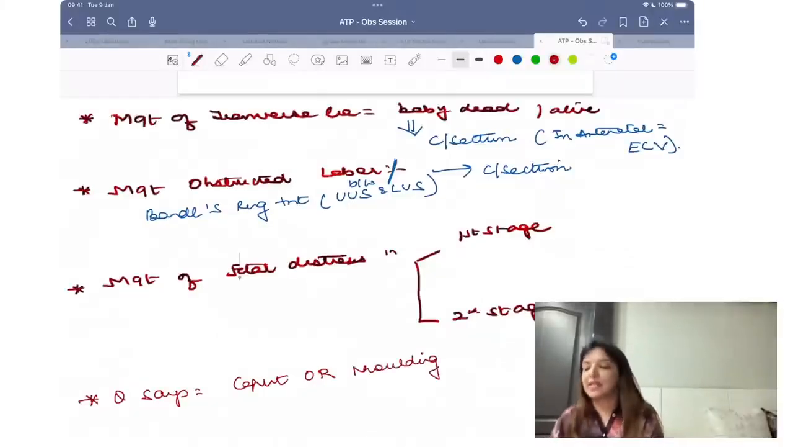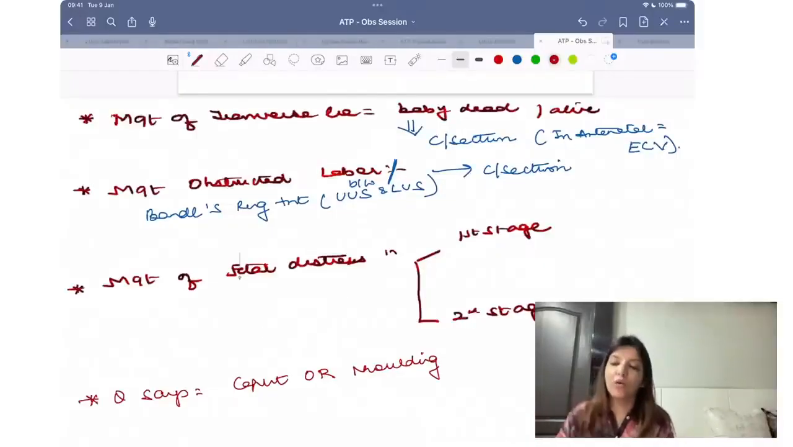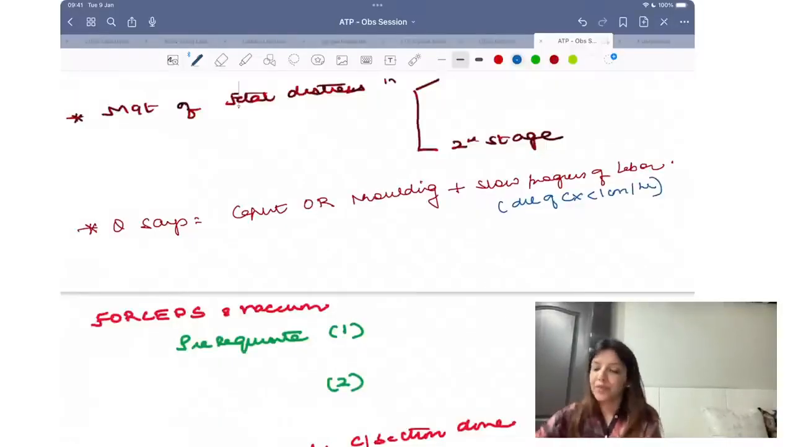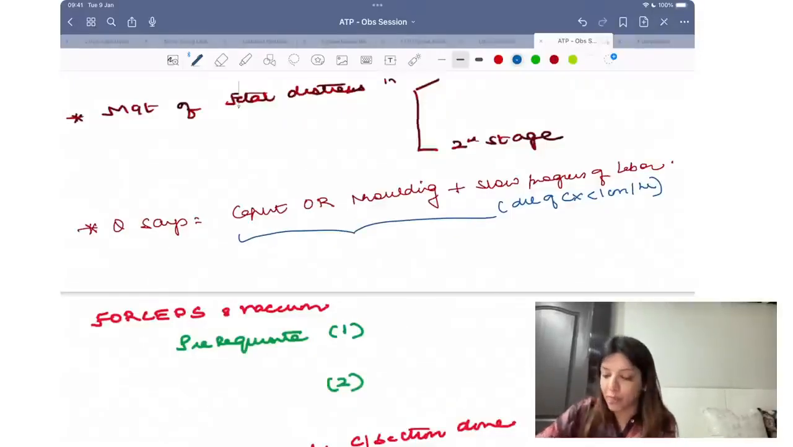If your question says that there is caput or molding along with slow progress of labor, right? Slow progress of labor means dilatation of the cervix is less than 1 centimeter per hour. Caput or molding along with slow progress of labor means your patient is having CPD. The diagnosis is CPD and management is cesarean section.